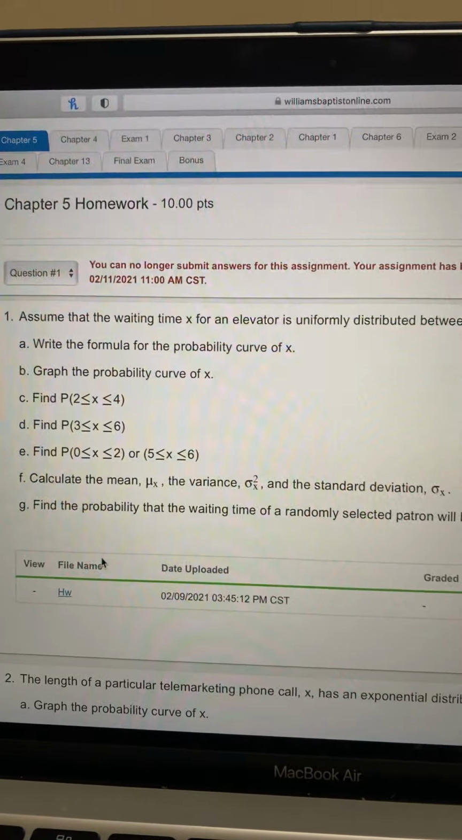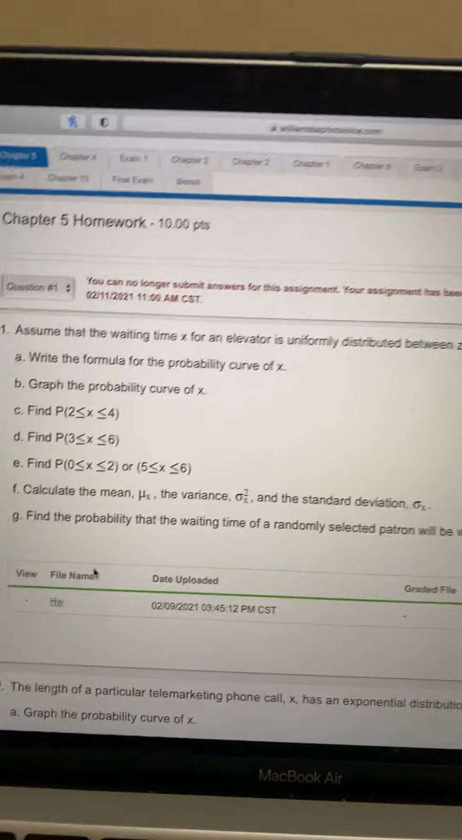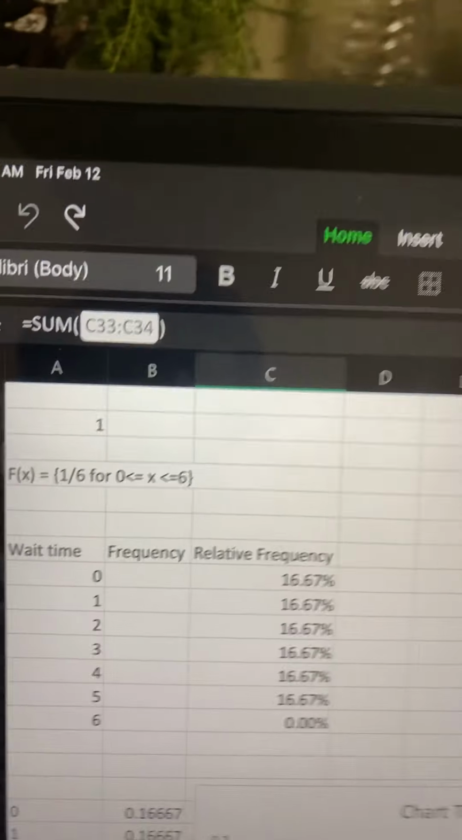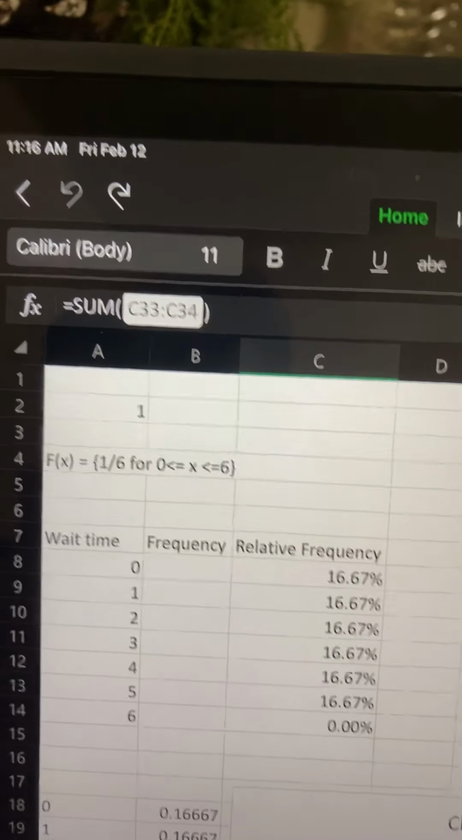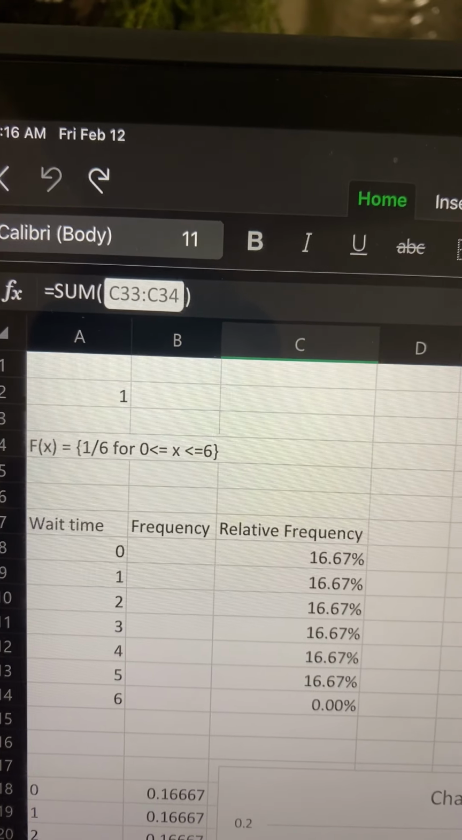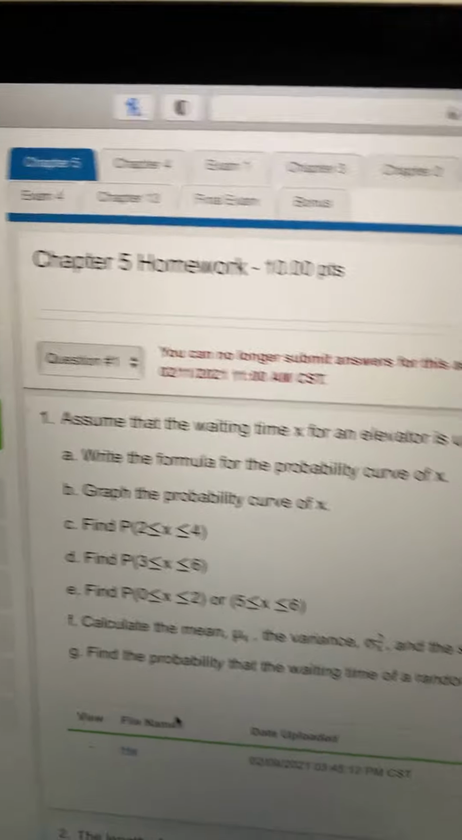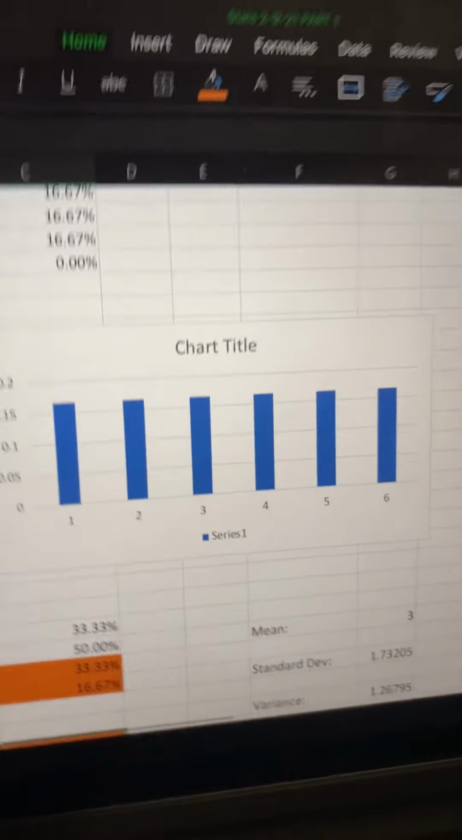For number one, I have to write the formula for the probability curve of x. I got f of x is 1/6 for 0 less than or equal to x less than or equal to 6. For number two, graph the probability curve of x. I got my graph going on right here.